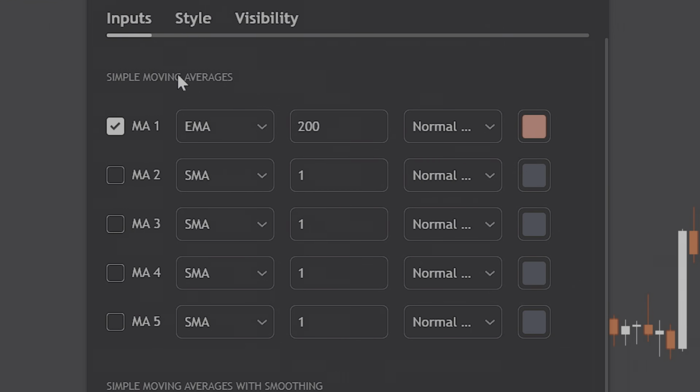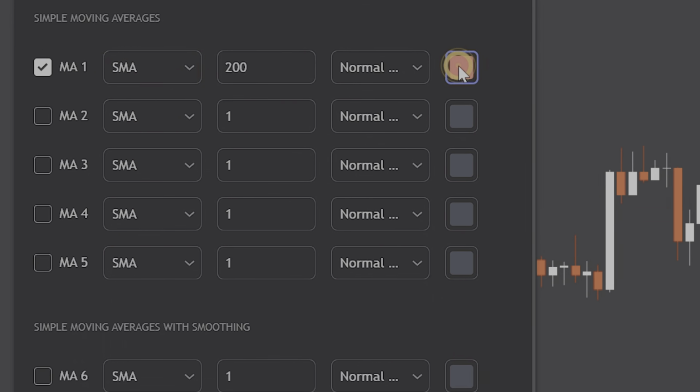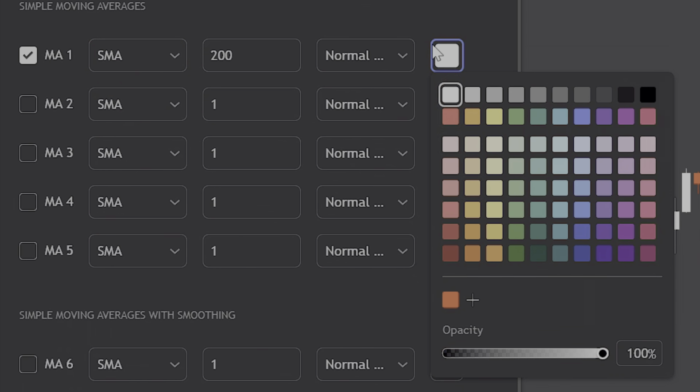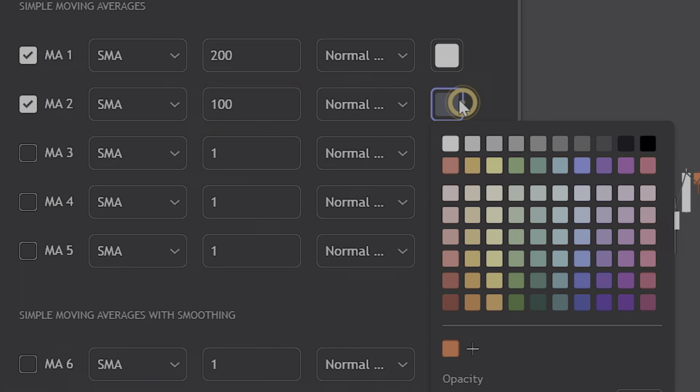Set the first one to a 200 period SMA. This is our long-term trend line, the big picture. Set the second one to a 100 period SMA. This shows us the medium-term momentum.